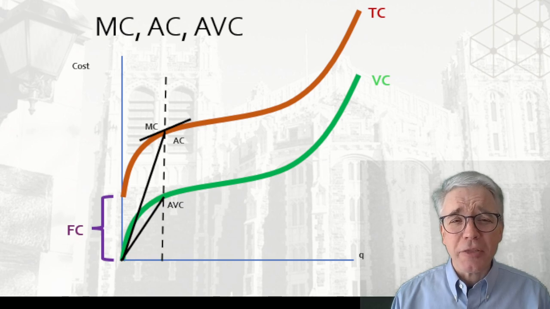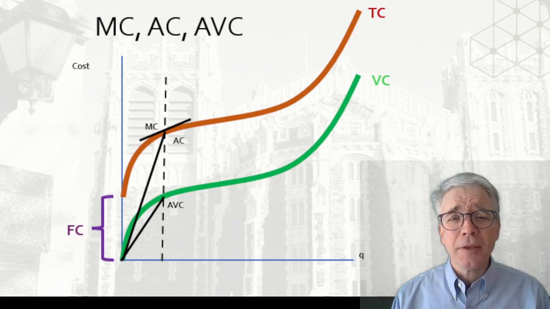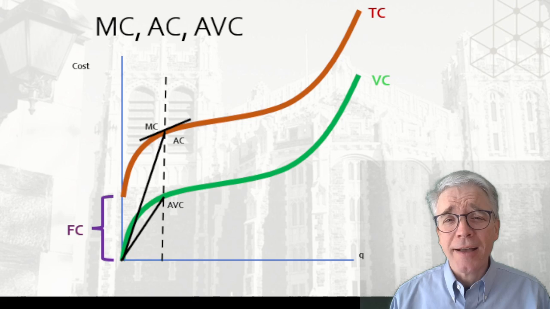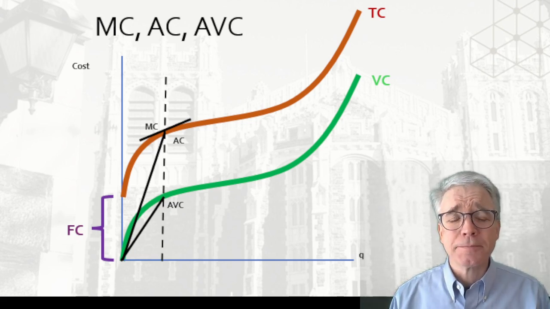So the MC, the marginal cost, is the slope of the cost curve at any point. With this shape of curve, MC is initially steep, then it goes down, then it steepens again. So MC starts high, gets lower, never below zero though, and then rises again.